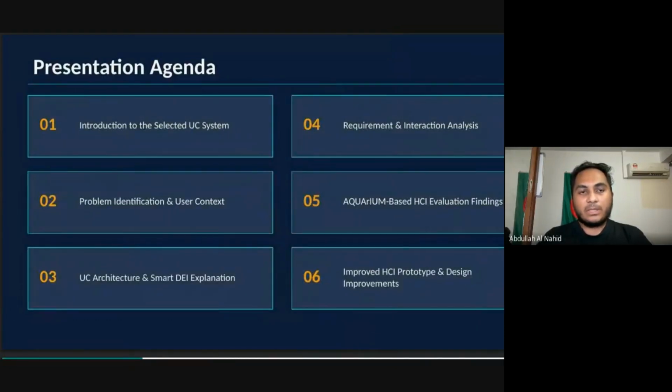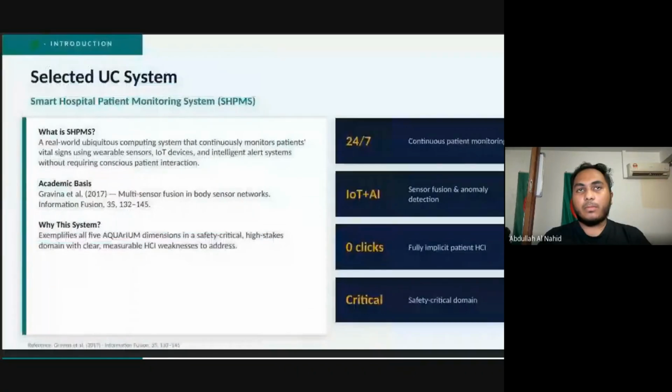For today's presentation agenda, we have introduction to the selected UC system, problem identification and user context, UC architecture and smart DEI explanation, requirement and interaction analysis, HCI evaluation findings, improved HCI prototype, and design improvements. So now I want to pass the stage to my groupmate, Mr. Shahzaman Kaif.